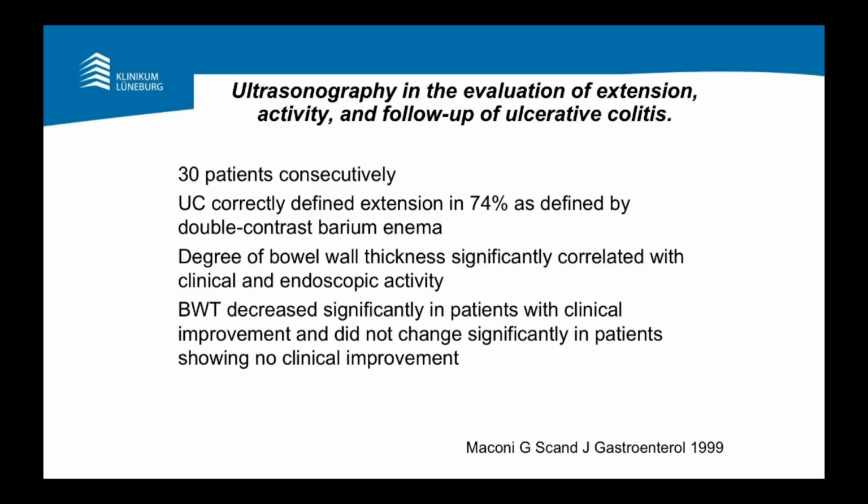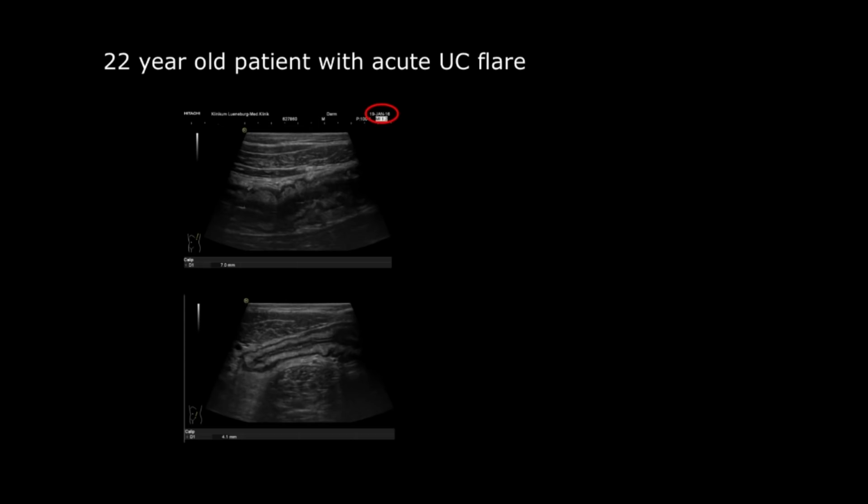The degree of bowel wall thickness significantly correlated with clinical and endoscopic activity, and in response to, at that time, steroids, bowel wall thickness decreased significantly in patients with clinical improvement and did not change significantly in patients showing no clinical improvement. Now that's a long time ago, methods have changed, but still you see it's nothing very recent. Colleagues have already looked at it more than 20 years ago.